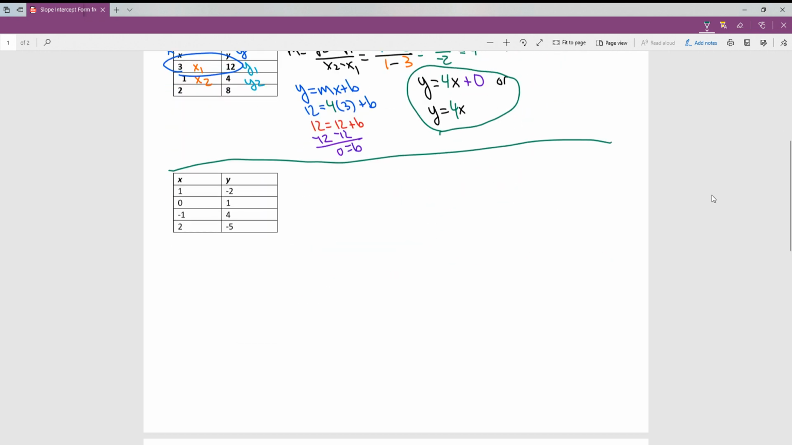Okay, let's try another table question. So same idea. Pick any 2 points. I usually just go with the first 2. So if I'm using the first 2, x1 is 1, x2 is 0, y coordinates, y1 is negative 2, y2 is 1. Start off with our lovely slope formula.